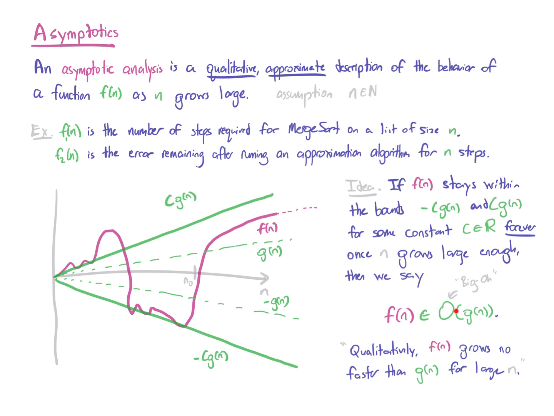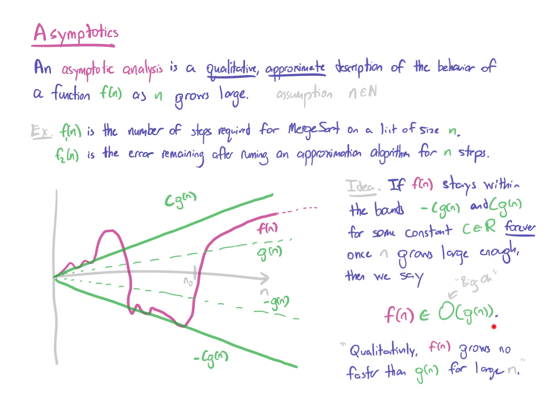So big O is a new symbol here. Big O of g of n says that f of n qualitatively grows no faster than g of n for large n. So this is our idea here.